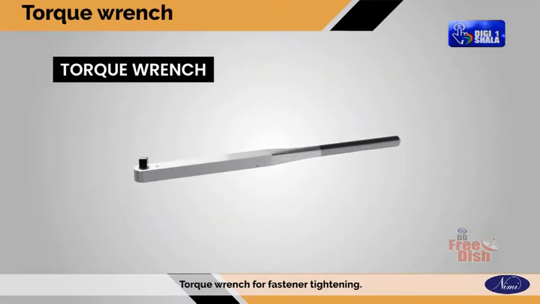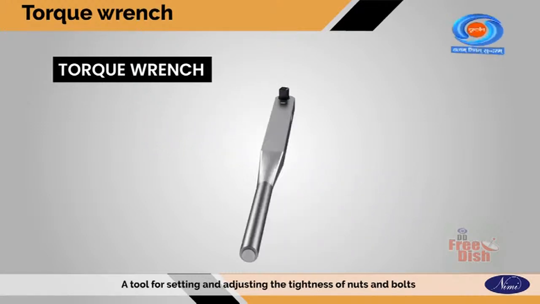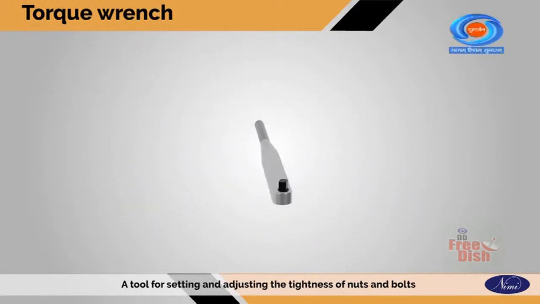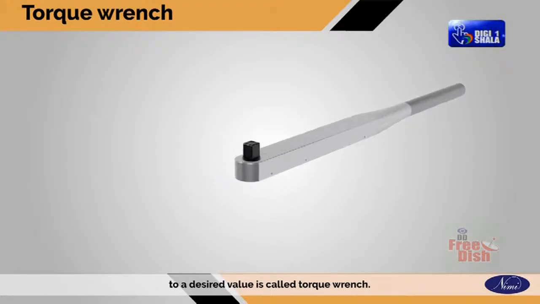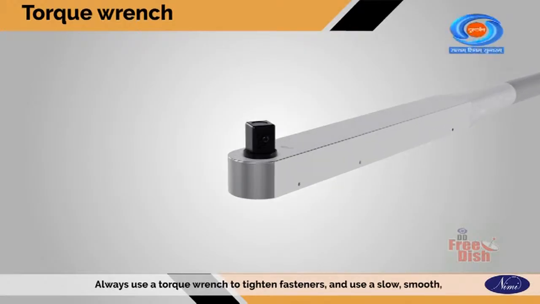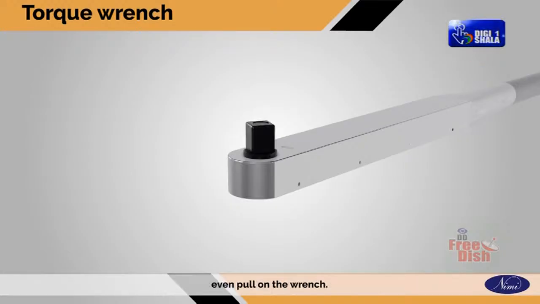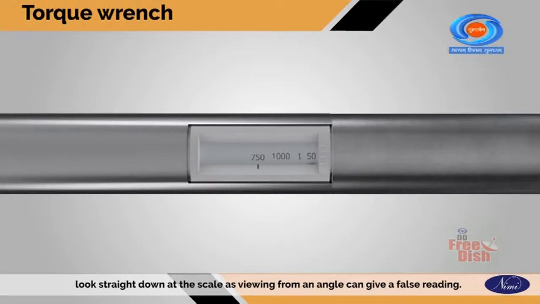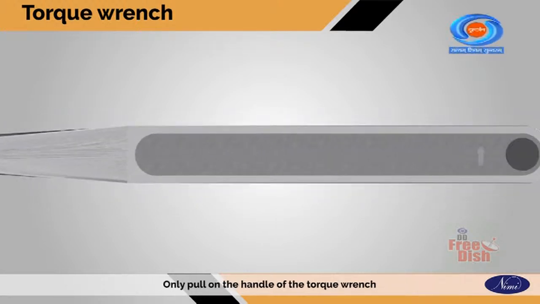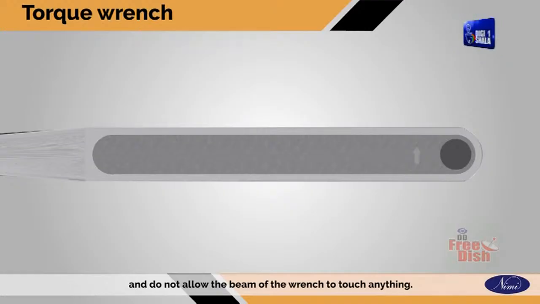Torque wrench for fastener tightening. A tool for setting and adjusting the tightness of nuts and bolts to a desired value is called torque wrench. Always use a torque wrench to tighten fasteners and use a slow, smooth, even pull on the wrench. When reading a bar-type torque wrench, look straight down at the scale, as viewing from an angle can give a false reading. Only pull on the handle of the torque wrench and do not allow the beam of the wrench to touch anything.